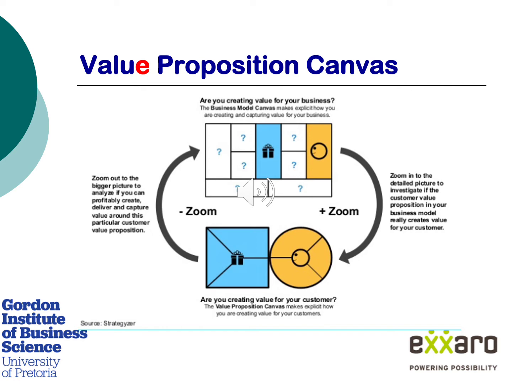So, from the business model canvas, we zoom in to the detailed picture to investigate if our customer value proposition in the business model really creates value for our customer. We then also get to be able to zoom out to the big picture to analyze if we are profitably, as a business, creating, delivering, and capturing value around this particular customer's value proposition, which we presented, and the customer said, we want to do business with you.